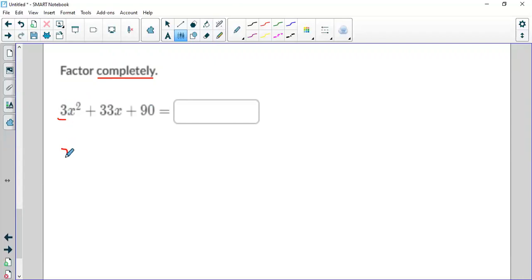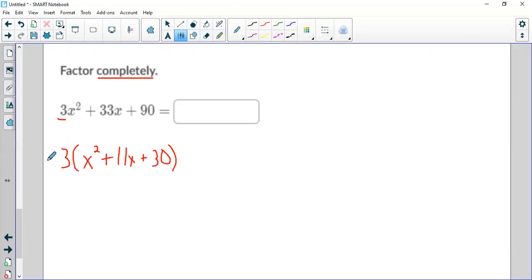So I'm going to factor out the greatest common factor of 3. Divide it out like we did in the section last week. Divide it out, and I get an x squared left over. Divide 3 out of 33x, and I get 11x. And divide 3 out of 90, and I get 30. That's not factored completely, though. That's just factored with the greatest common factor.